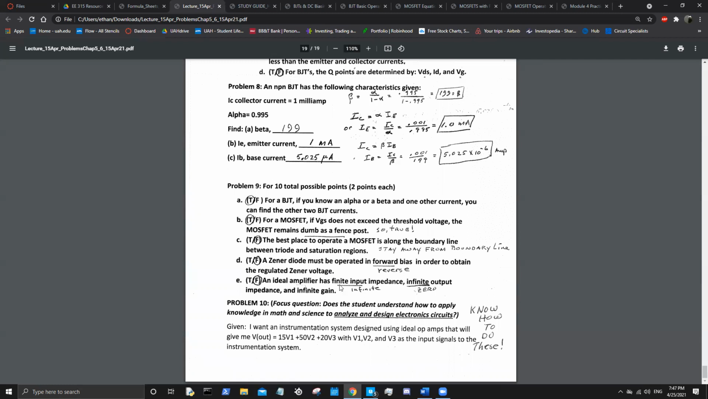E. An ideal amplifier has a finite input impedance and an infinite output impedance. Huh. Infinite output. Yeah, that's hella useful. False. Nah, that's useless. Hit me with an infinite output resistance, I'd rather be dead.